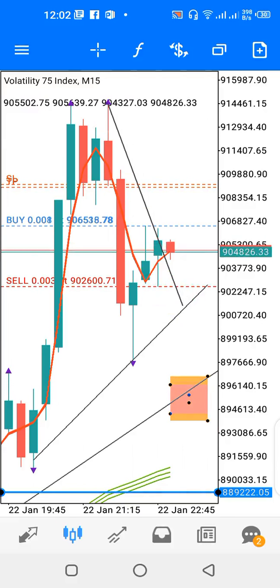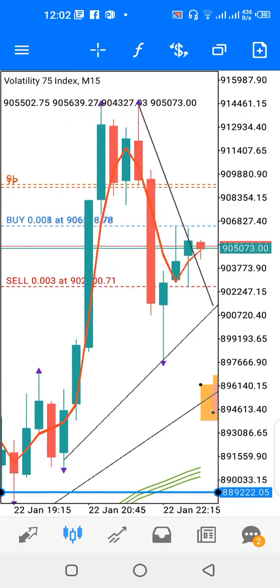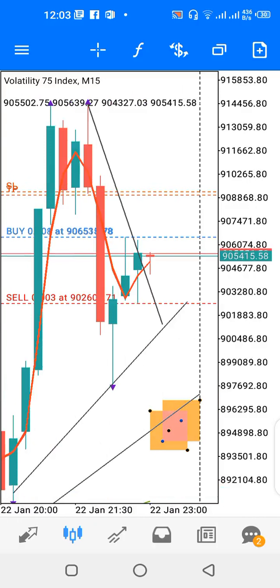It's a very good strategy, but you need the right skill to use it to win when trading volatility 75 index. Whatever happens, I expect price to continue to go up.